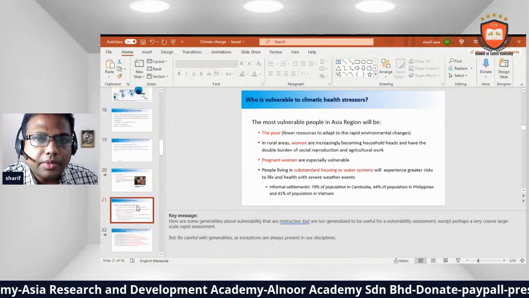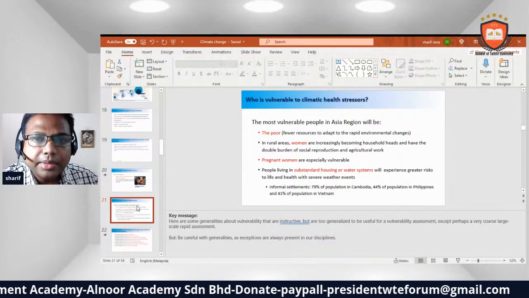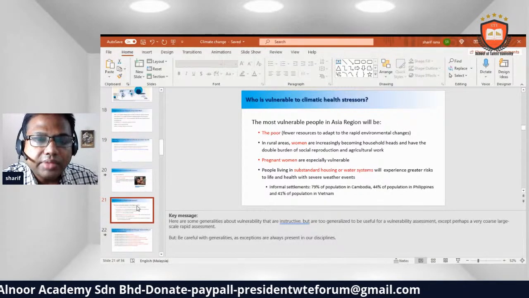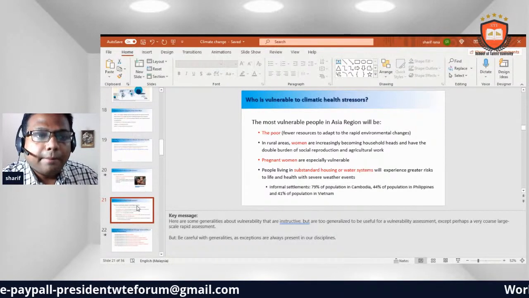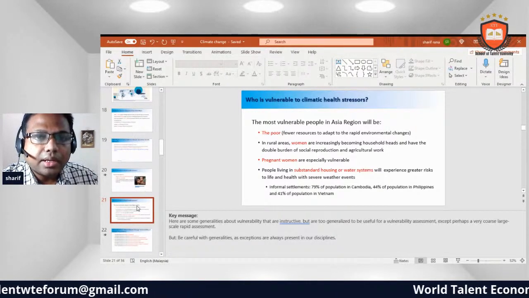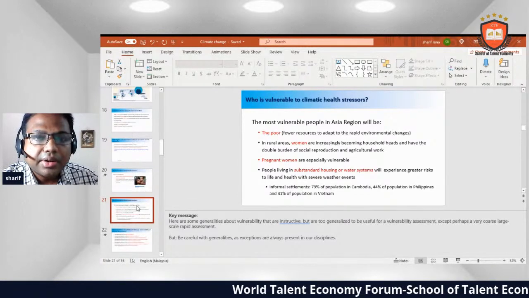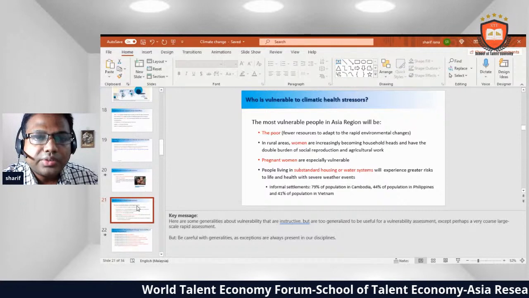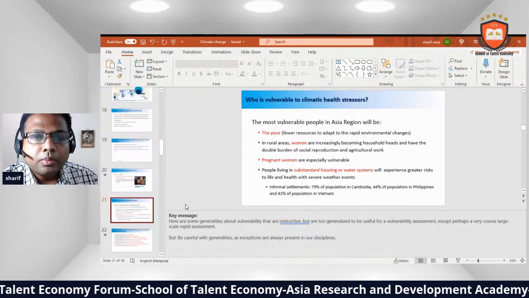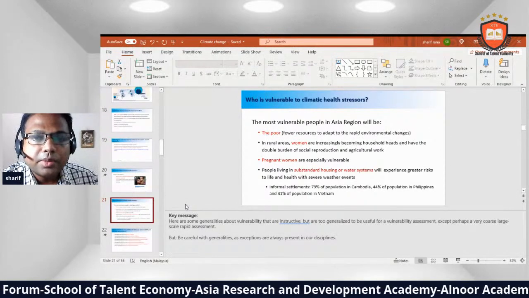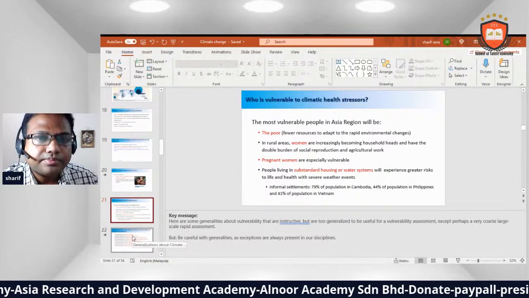The most vulnerable people in the Asian region will be the poor. In rural areas, women increasingly become household heads and have the double burden of social reproduction and agricultural work. Pregnant women are especially vulnerable. People living in unsustainable housing and water systems will be exposed to a greater risk to life and health with severe weather events. Informal settlements: 79% of the population in Cambodia, 44% in the Philippines, and 41% in Vietnam.